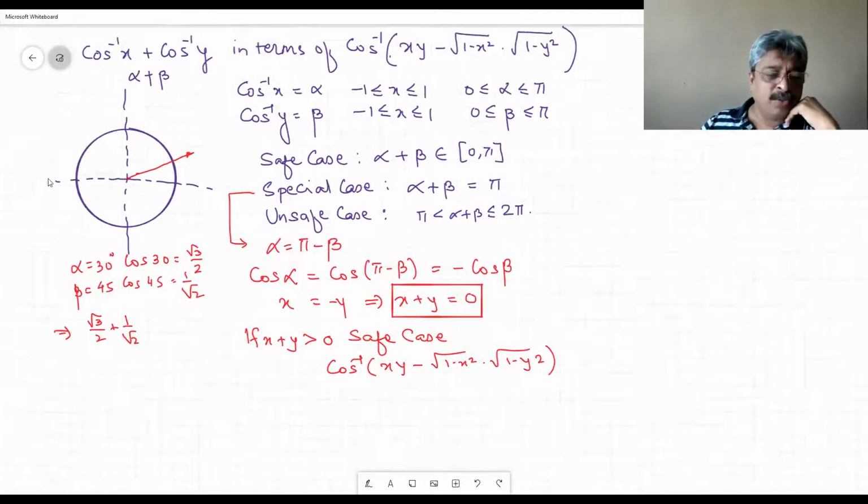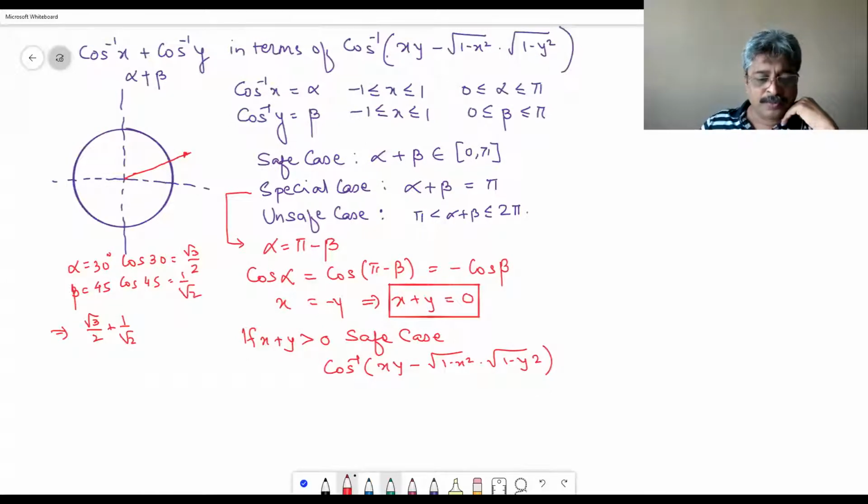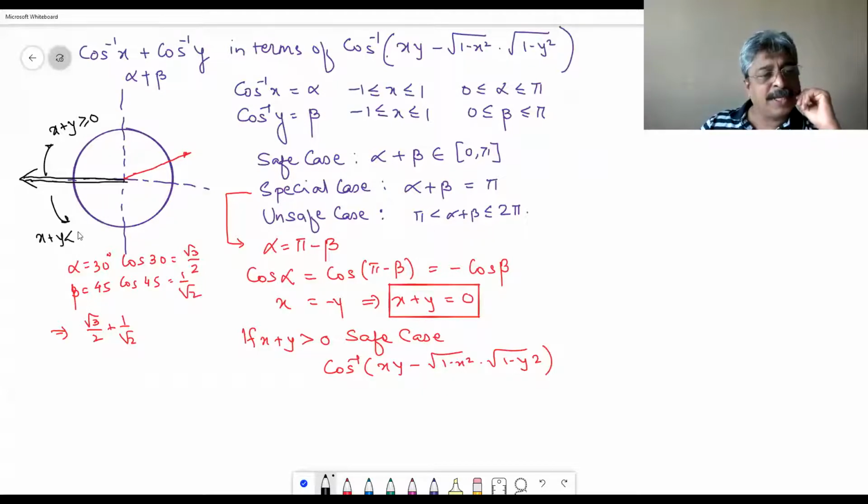X plus y greater than 0 means you are not crossing this boundary. This is the important boundary that you should not cross. If you cross, then you have to do inverse trigonometric correction. If you are this side, then x plus y is greater than or equal to 0. But if you are this side, then x plus y is less than 0. Now let us take some examples.